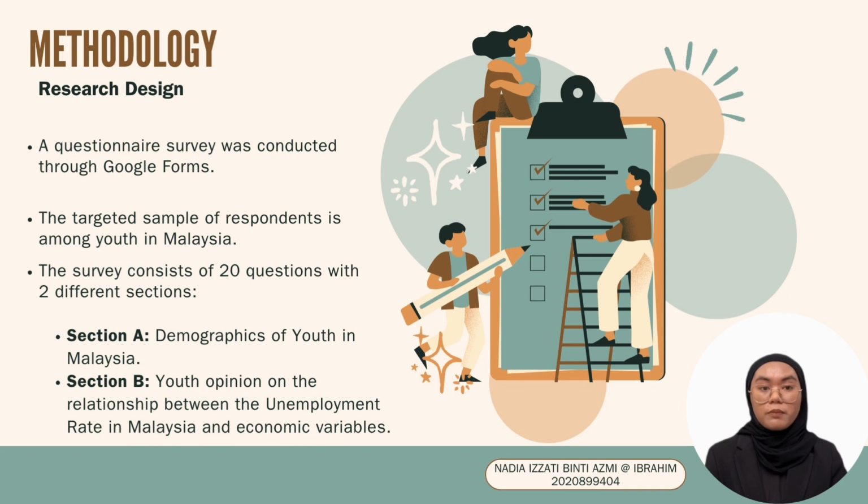Now, we proceed with the methodology chapter, which is the research design. This study was conducted among youth in Malaysia with a targeted sample of 66 respondents from different backgrounds. We used Google Form as the research instrument to provide the questionnaire survey that we had specifically designed with a total of 20 questions. The questionnaire is divided into two sections, which are Section A, the demographic part, and Section B, where the main objective relied.